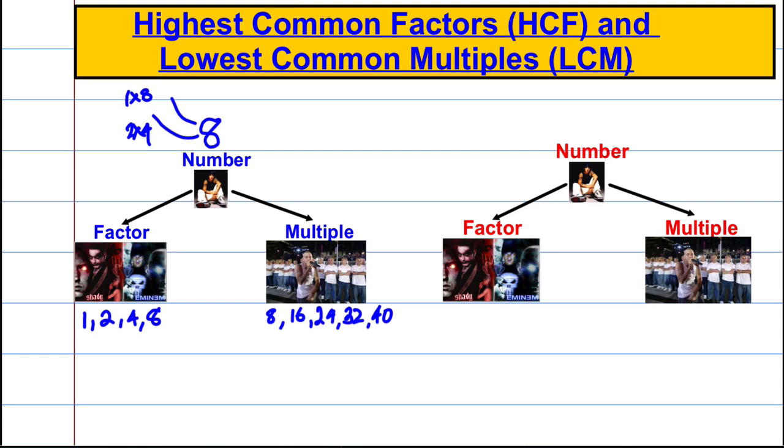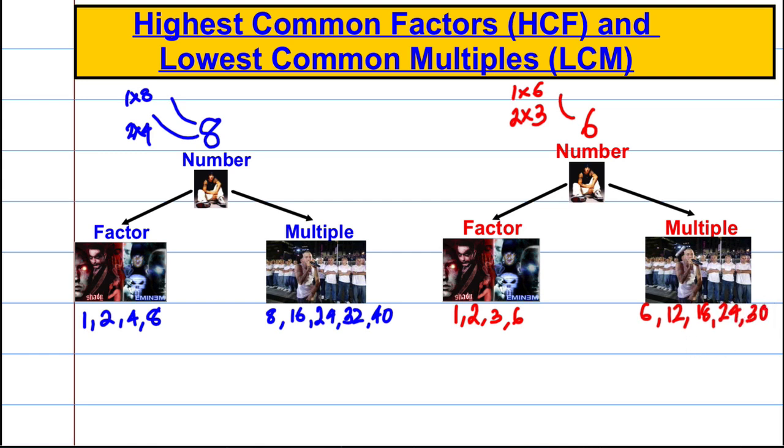Okay? Now, imagine we have two different numbers. So let's take another number. Let's say another number is 6. Now, what are the factors of 6? Well, because 1 multiplied by 6 and 2 multiplied by 3 makes 6, the factors are 1, 2, 3 and 6. And the multiples are 1 6, 2 6s, 3 6s, 4 6s, 5 6s, etc.